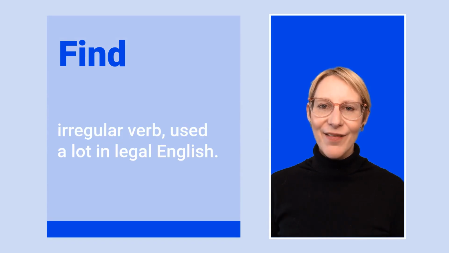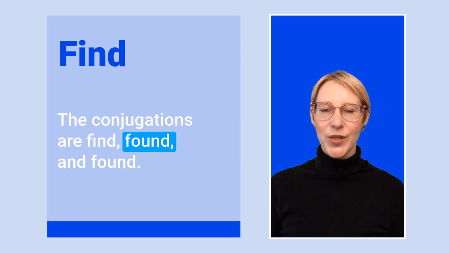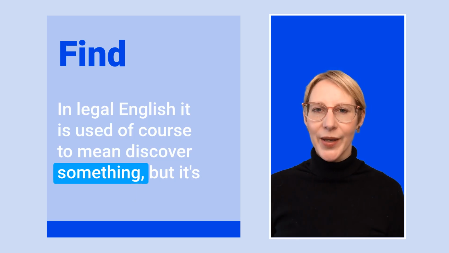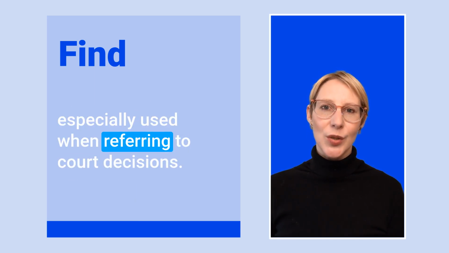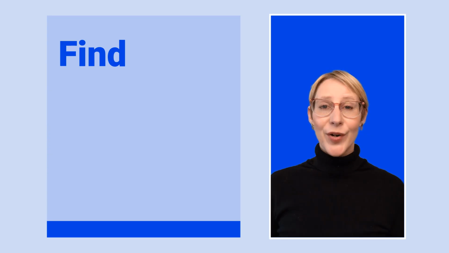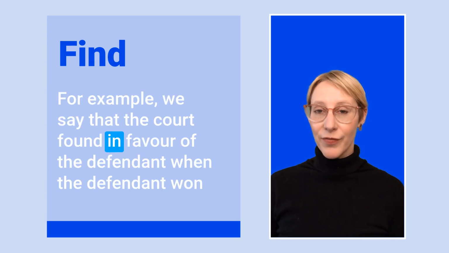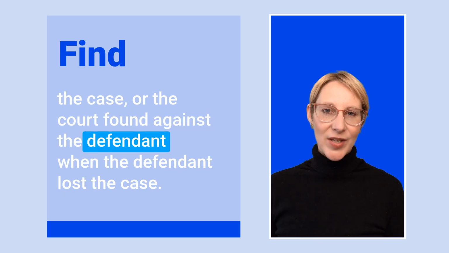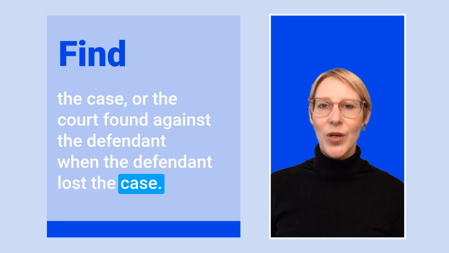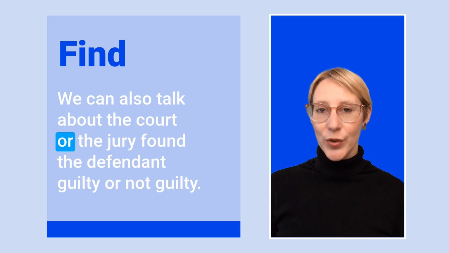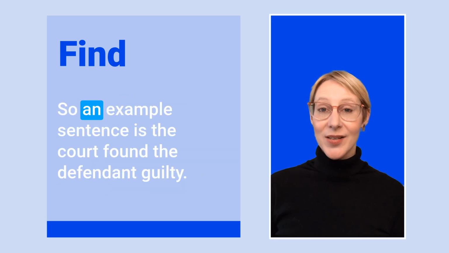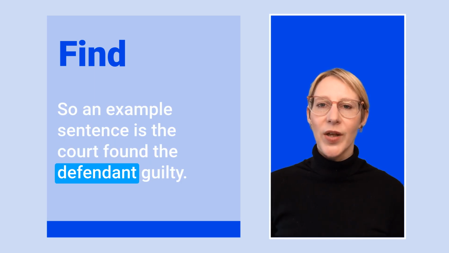Find is an irregular verb used a lot in legal English. The conjugations are find, found, and found. In legal English, it's used, of course, to mean discover something, but it's especially used when referring to court decisions. For example, we say that the court found in favor of the defendant when the defendant won the case, or the court found against the defendant when the defendant lost the case. We can also talk about the court or the jury found the defendant guilty or not guilty. So an example sentence is, the court found the defendant guilty.